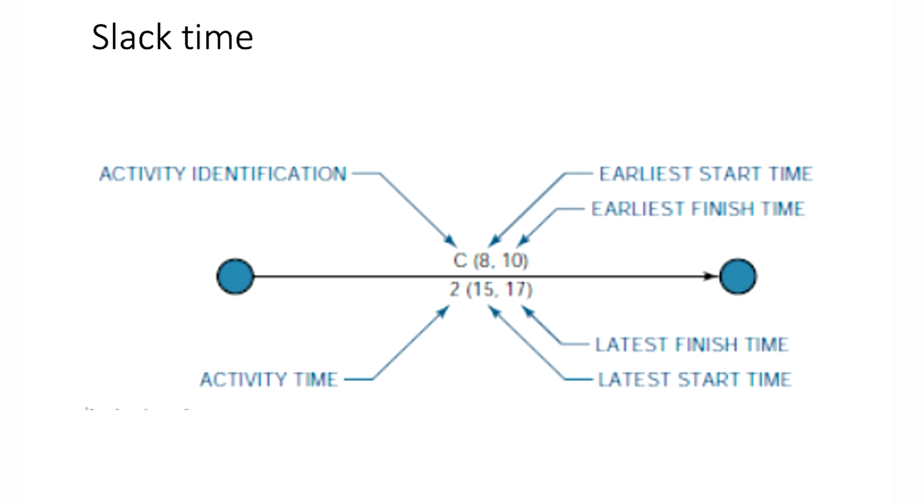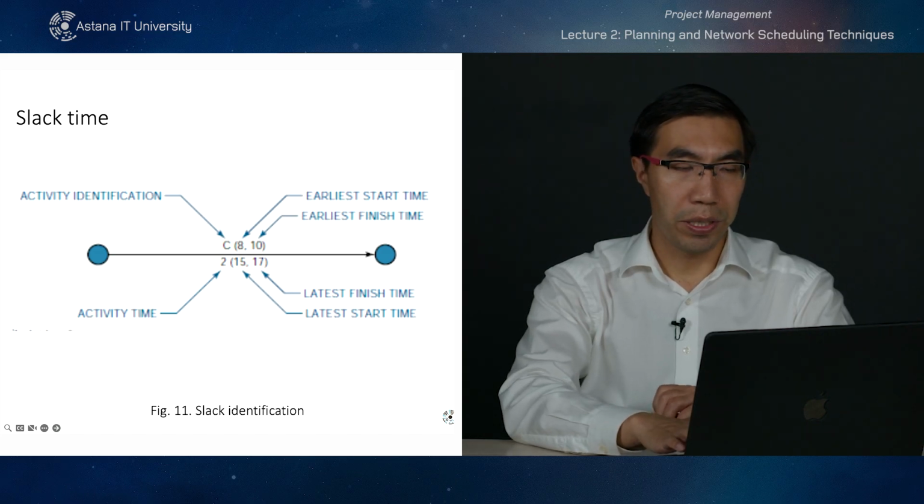And here's an example of slack identification, where we have activity C, and in the brackets you can see earliest start time and earliest finish time, and then activity time is 2 days. And we'll talk more about the forward pass and backward pass later. Yes, so at the top you can see earliest start time, earliest finish time, and below the line you can see latest finish time and latest start time, but the duration will be 2 days and it won't change.